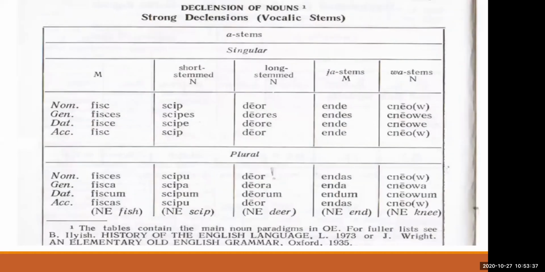Well, the next is declension of nouns. This is A stem declension. Here you may see that in each gender, the Old English nouns were subdivided into declension of such words as fisk, skip, deor, ende, kneo is given, where you may see that the nouns are declined according to nominative, genitive, dative, and accusative cases.